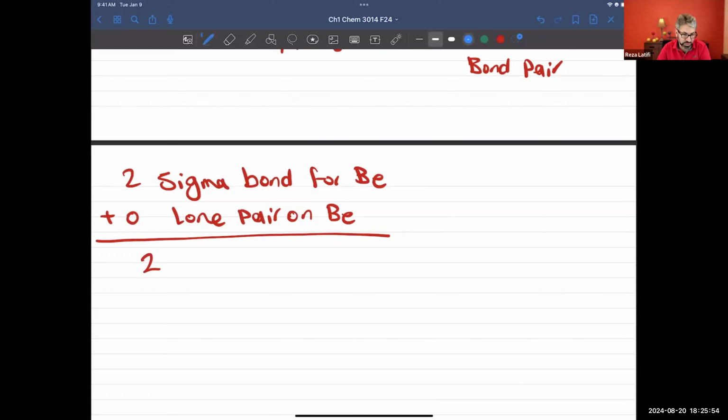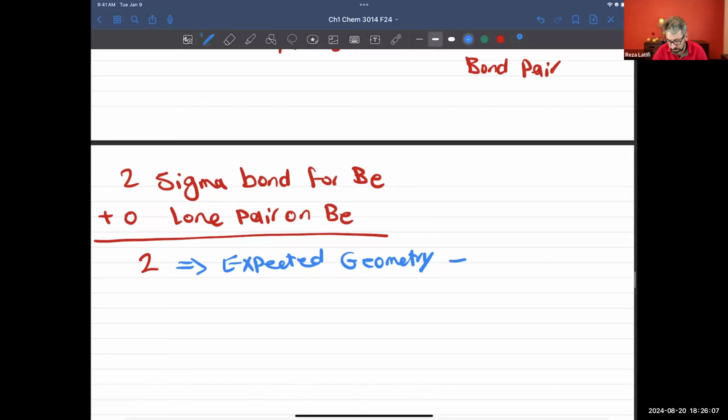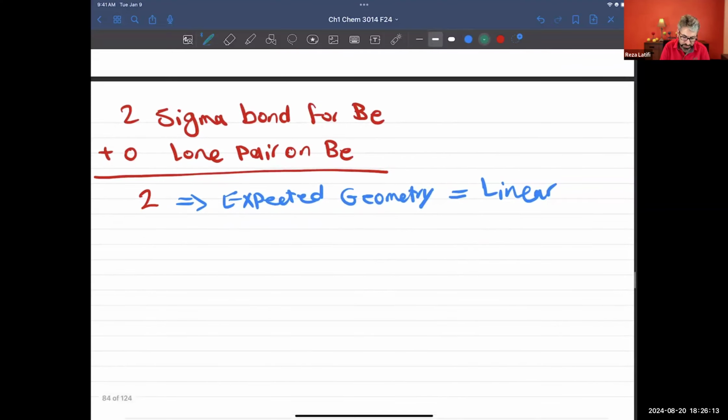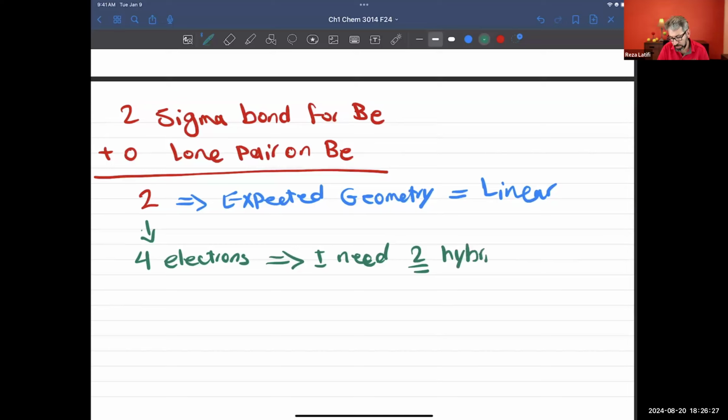So what's going to be the expected geometry? When you have 2 pairs, it will be linear. And I have 2 pairs. That means I have 4 electrons. That means I need 2 hybrid orbitals to accommodate those 4 electrons.